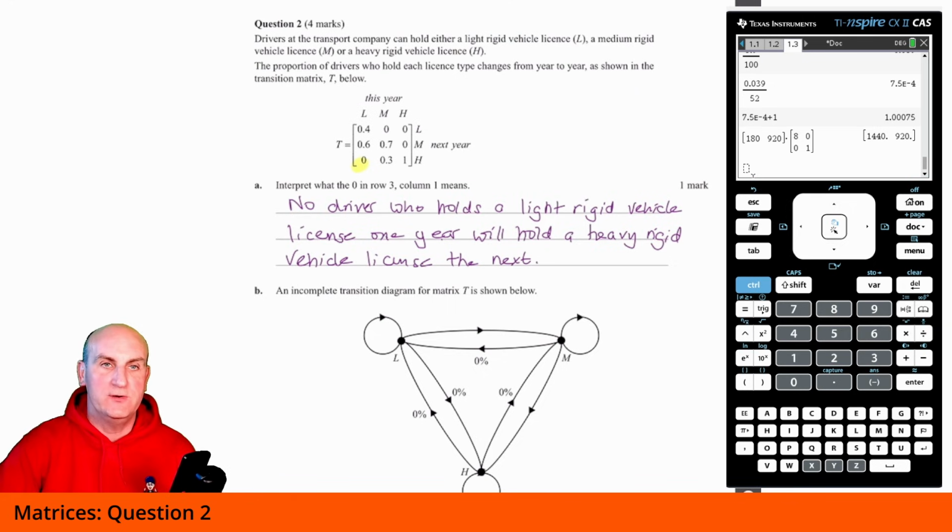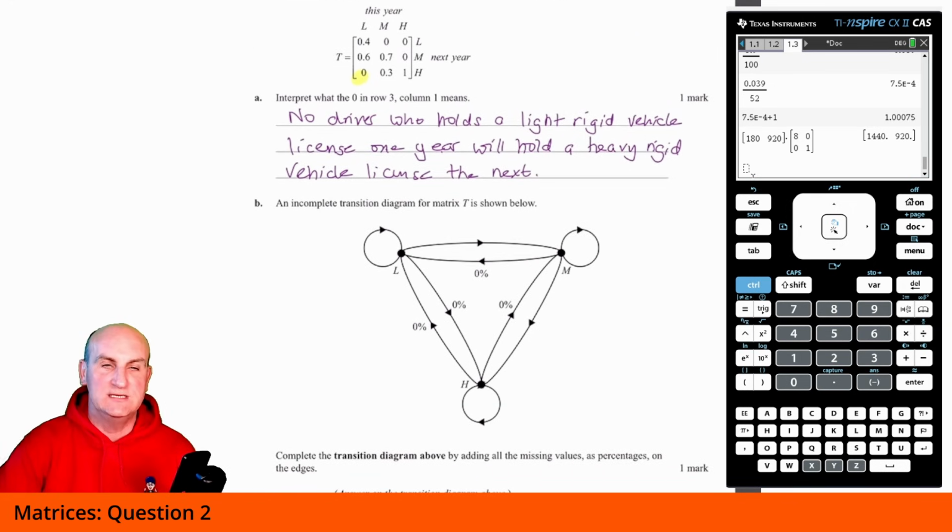An incomplete transition diagram for the matrix T is shown below. Complete the transition matrix by adding all the missing values as percentages, all right? Not decimals, percentages. So all of these values you've got to effectively multiply by 100. So L to L was 0.4, so that's going to be 40%. And again, make sure it's clear. M to M is 70%. H to H is 100%.